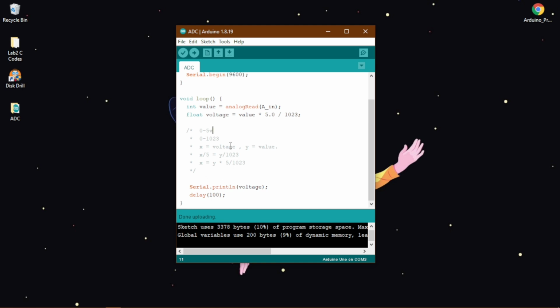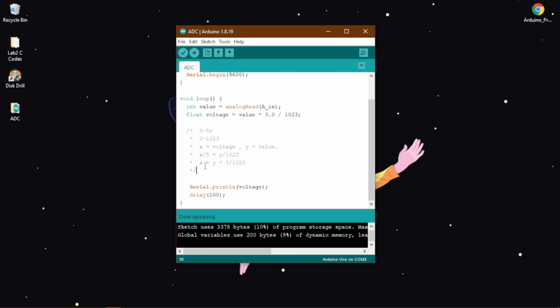In this equation, x is equal to voltage and y is equal to value. The equation is x over 5 is equal to y over 1023, where x is the voltage and y is the value. And now we need the voltage only, so we need to calculate x, which is equal to y into 5, or we multiply y by 5 and then divide by 1023. That is what we have done.